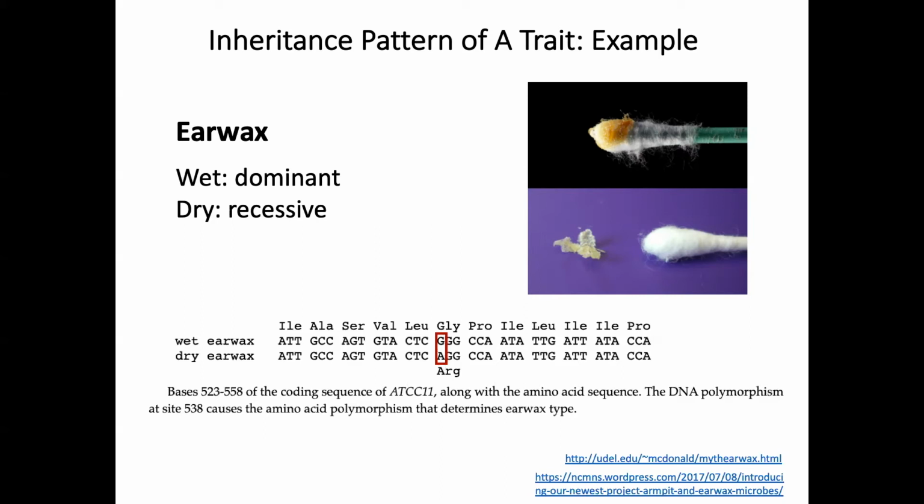Due to this SNP, the ATCC11 protein will have two forms. One contains this glycine, and one contains this arginine. The side chain of the arginine, we know, is positively charged, which may cause a different folding of the ATCC11 protein. Therefore, the two forms of ATCC11 protein may have different functions and result in different appearance of earwax.